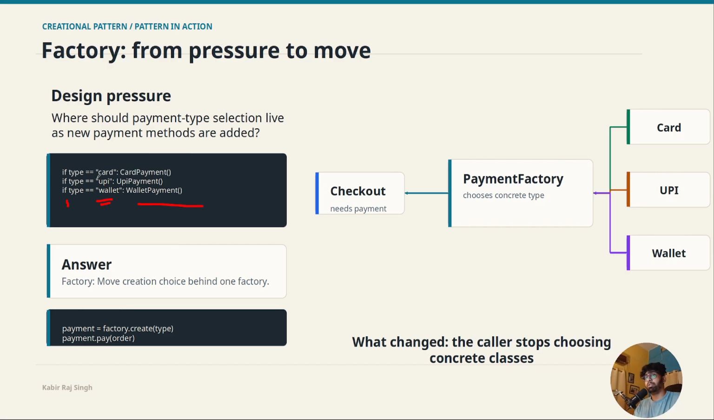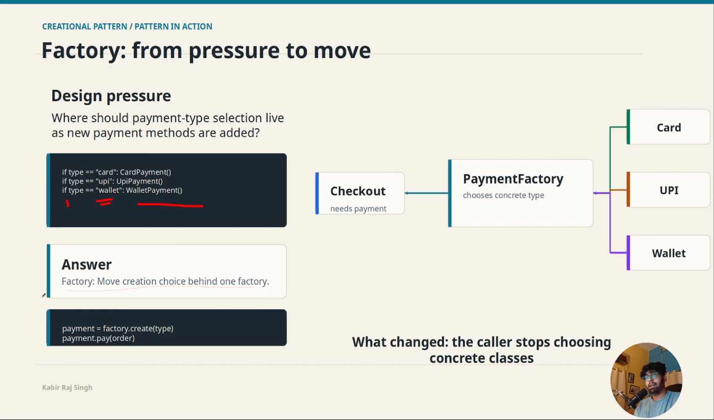If it is UPI, go to UPI. Or if it is wallet, go to wallet payment. But the problem is that this basically defeats the open-closed principle as well, because in order to add a new class, you need to modify the existing one again and again, which is not really what we want to do. So the answer would be to move the creation choice behind one factory.